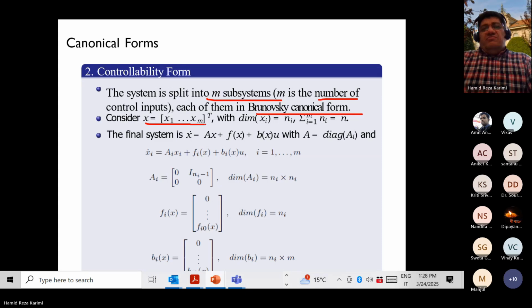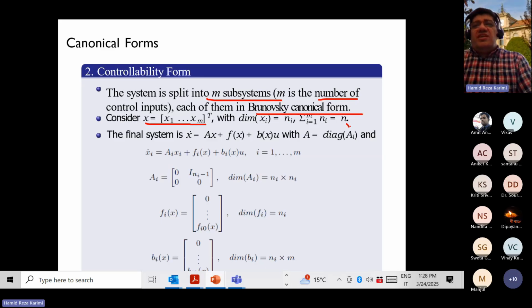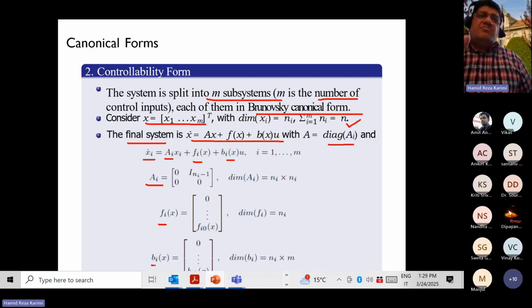Assume that the state has dimension m, each x_i has dimension n_i, and the whole system has dimension n. So the system should be split into m subsystems, each subsystem having dimension n_i. The final system is x dot equals Ax plus f(x) plus b(x)u, and A is block diagonal with blocks A_i. For each subsystem x_i dot, you have this mathematical model with the matrix A_i, the function f_i, and the function b_i. If you can represent your system dynamics in such a shape, this is the controllability form, which consists of m subsystems, where m is the number of control inputs.